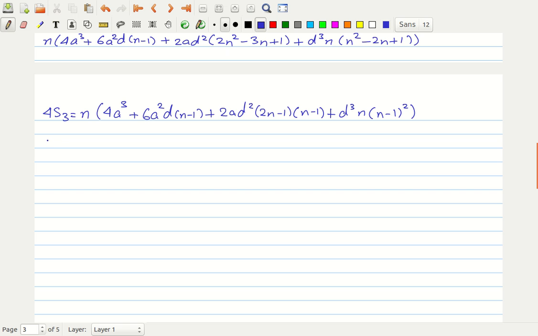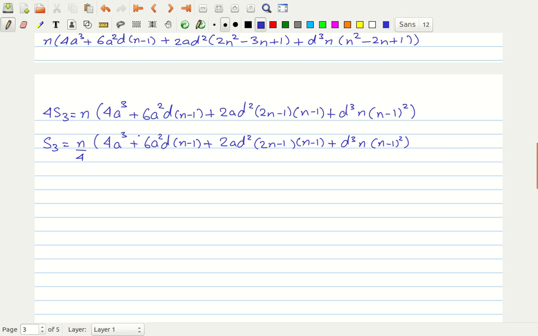And finally we have the formula for S3, which is simply n by 4 times 4a cube plus 6a square d times n minus 1 plus 2ad square times 2n minus 1 times n minus 1 plus d cube n times n minus 1 square. And finally we are finished with this formula.